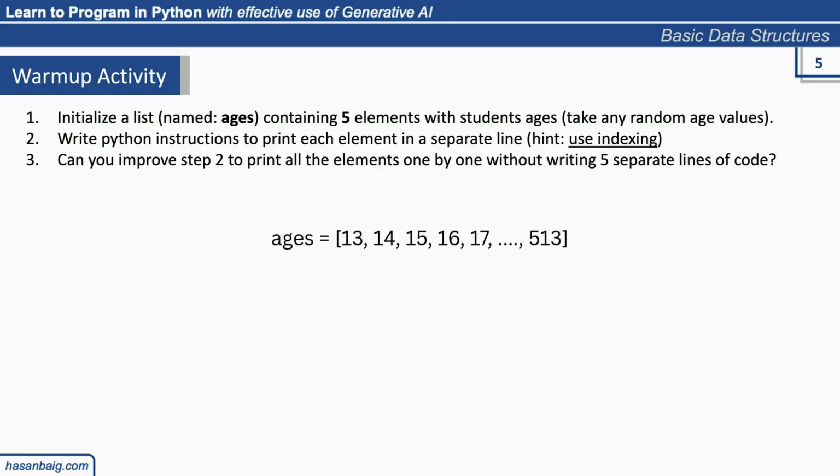Okay? So imagine that instead of 5 elements, let's say you have 500 elements. What would you do then? Would you write 500 separate lines, or 500 times, let's say ages[0], ages[1], ages[2], and so on? We cannot do that, okay? That's why we need to come up with a different structure that is available, what is generally referred to as loops.